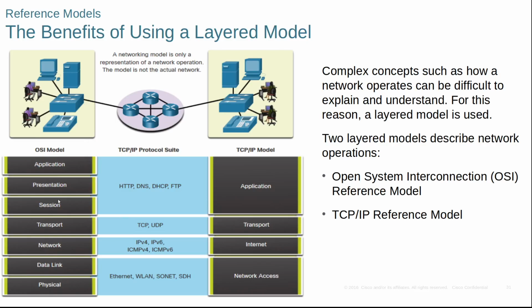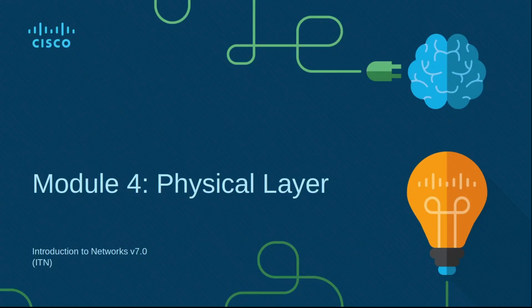You need to know the OSI model and the TCP/IP model and protocols that operate at each layer and how they are similar, so you can compare and use them. But generally, we talk about things using the OSI model. Anyway, with that, let's move on to the physical layer. Now, the physical layer, of course, is layer 1.